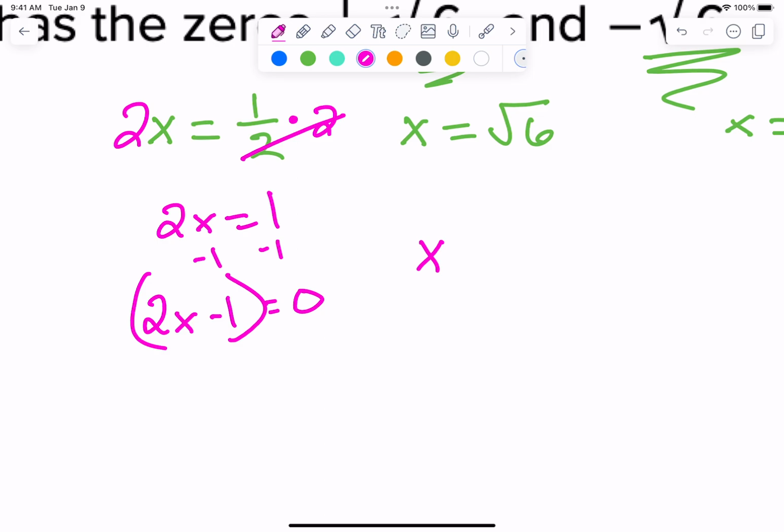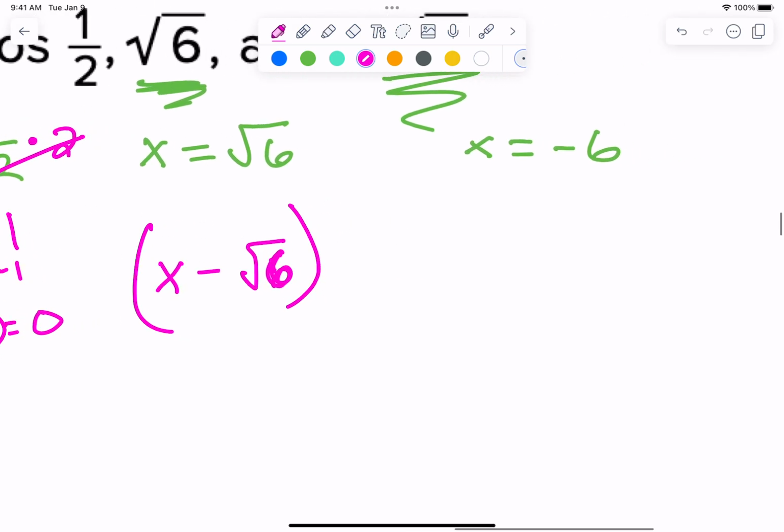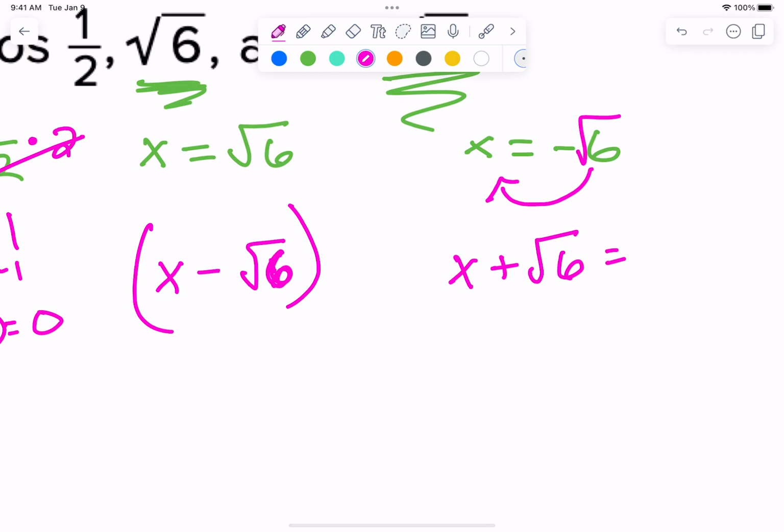No, you're ahead of me. He will be x minus the square root of 6. You're ahead of me. Just wait. Do you see how that works? Okay? If x equals negative square root of 6, and I bump him over, he will be x plus the square root of 6 equals 0, right? Do you see how this works? We're working backwards.